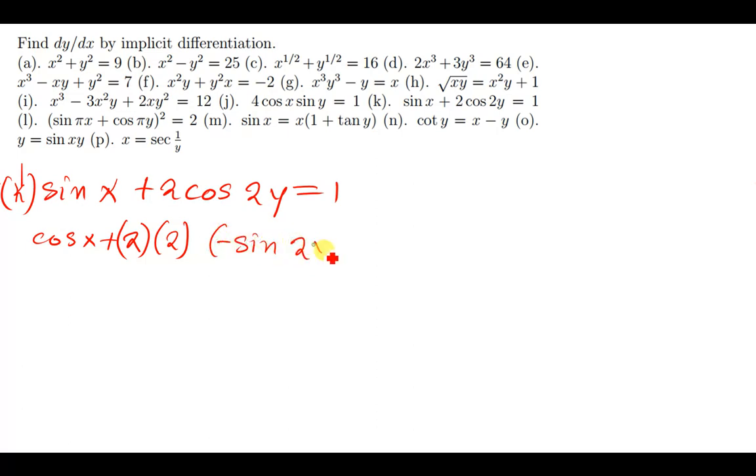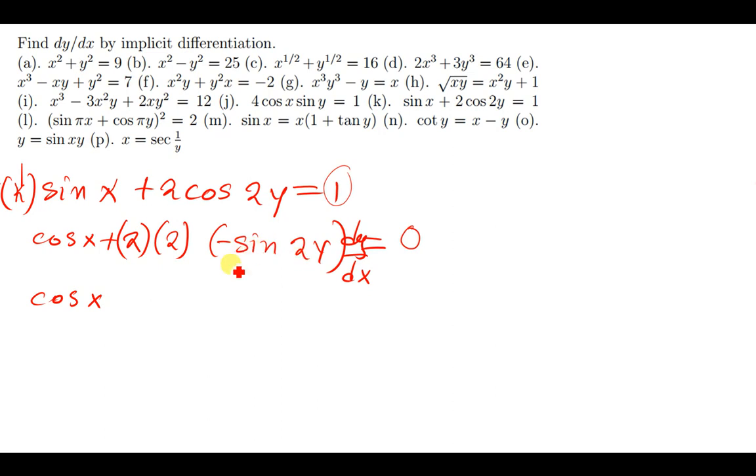So we maintain the angle there, which is 2y. Then we say this is equal to, of course this one is y, meaning we have to add dy dx here. Then we say this is equal to the derivative of 1, which is simply 0. So we have cos x, 2 times 2, the answer is 4.